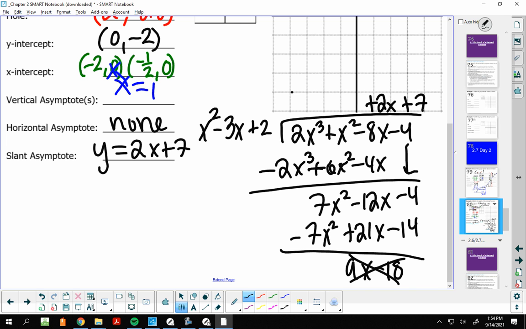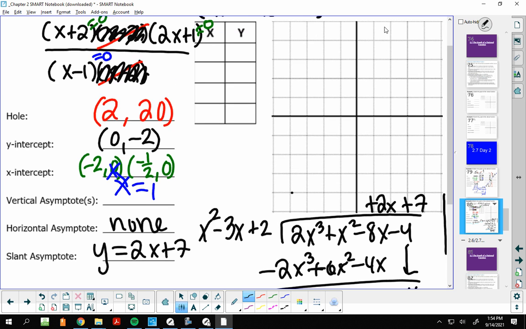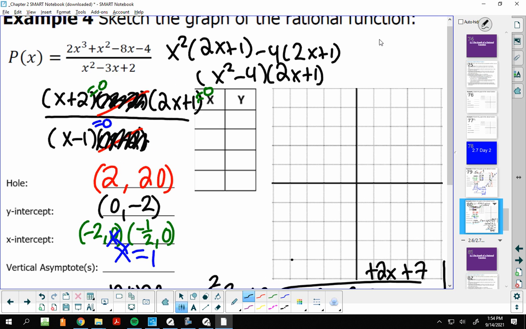This has a y-intercept at 7. So that's up here. And then our slope is positive 2, so it's going to look like this. So we'll go down 2 over 1, down 2 over 1, down 2 over 1. And then we'll graph our slant asymptote. That was not a great line, but here's better.